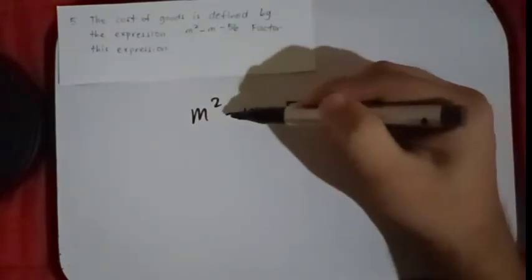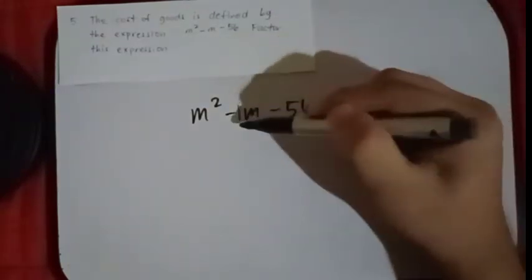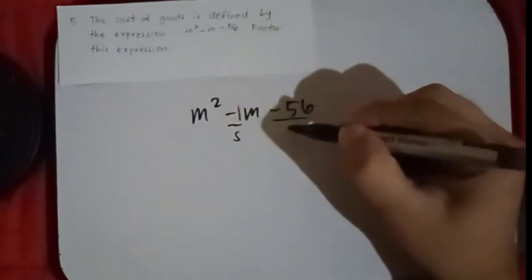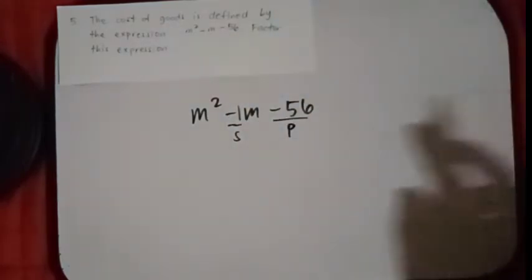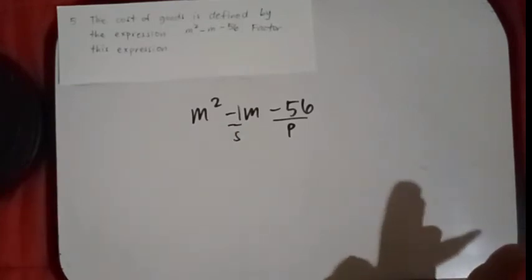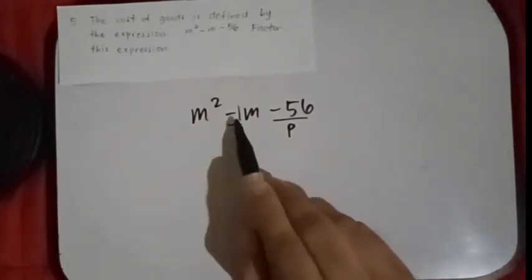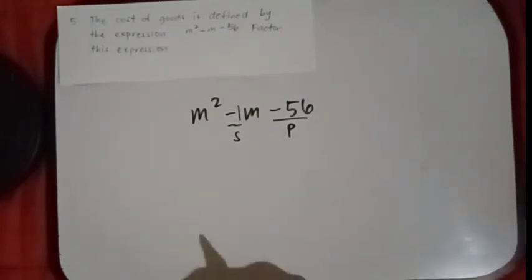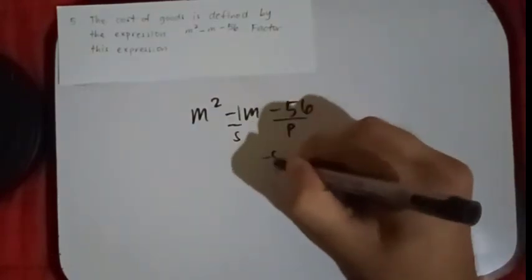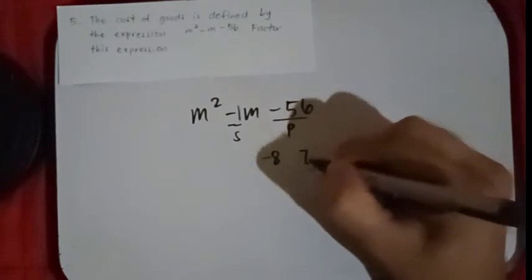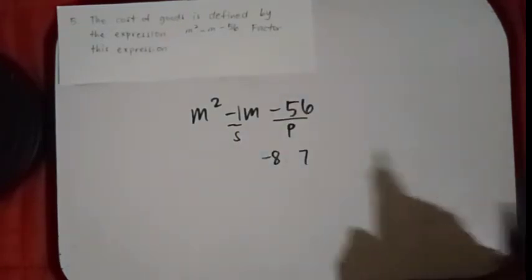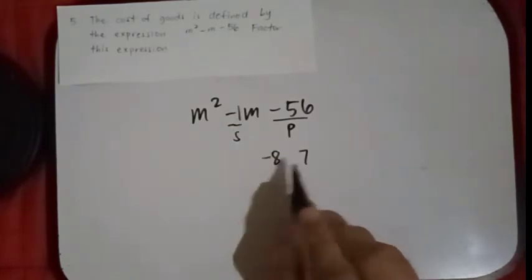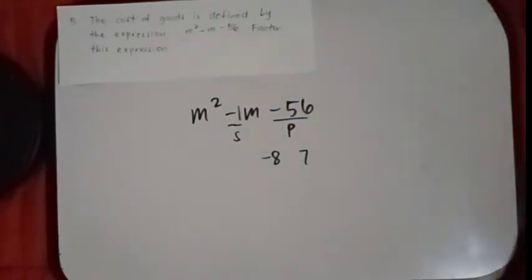This is the sum, negative 1. Yes, negative 1 is the sum. And the product is negative 56. Then we look for two numbers whose sum is negative 1 and whose product is negative 56. And those numbers are negative 8 and 7. Right? Because negative 8 plus 7 is negative 1, and negative 8 times 7 is negative 56.